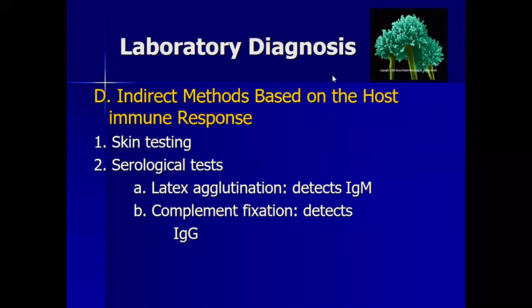Okay, so aside from culture and isolation, you can also do indirect methods based on the host immune response. Like you can do patch testing, you can do skin testing, then serological tests like latex agglutination test that detects the presence of immunoglobulin M, which signifies recent infection, or you can do complement fixation test that detects immunoglobulin G that tells us chronic infection. Okay, that's for the introduction.